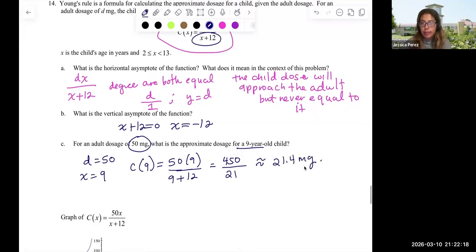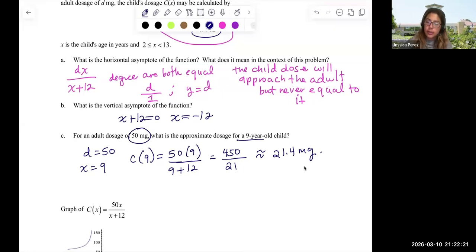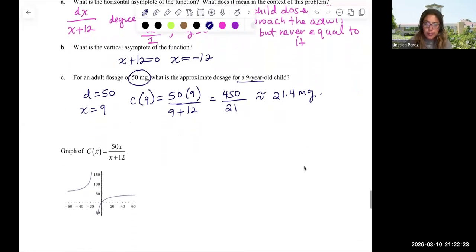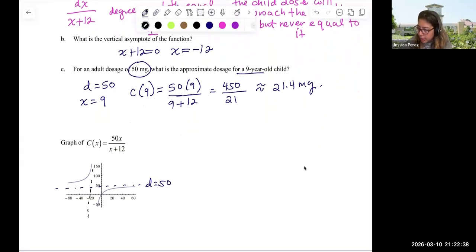Now, if we wish to graph the function 50x over x plus 12, we would notice that we have a horizontal asymptote at D equal 50, because that's the dosage given, 50. And it will have a vertical asymptote at x equal -12. Okay. And that's the graph of 50x over x plus 12 if we were to graph this on our graphing calculator.